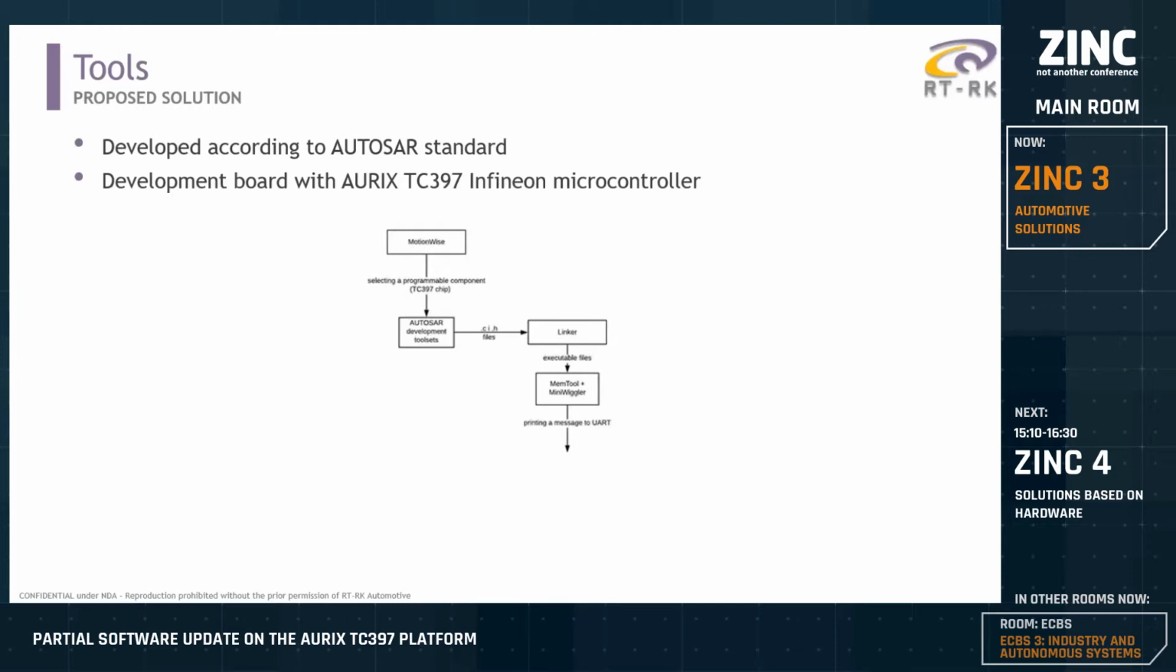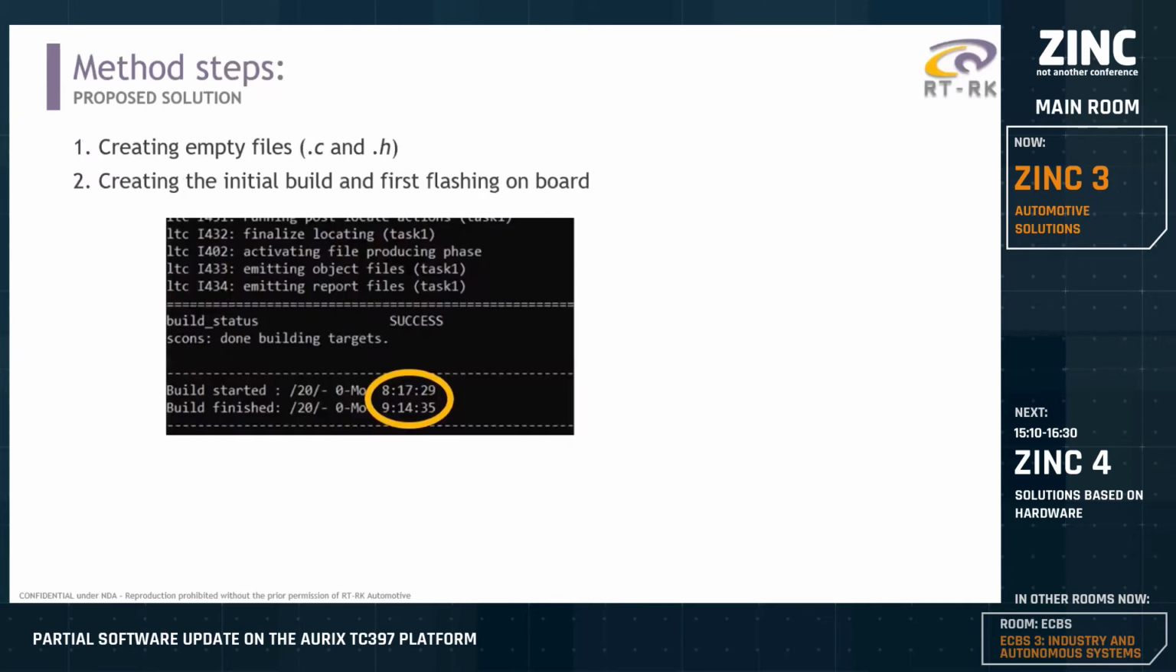Then, for loading the executable file properly, MEM tool is used in combination with the device called Miniwiggler. MEM tool was used to select a target device on which the executable file is loaded, and Miniwiggler is used for flashing the executable file on the board. The board is connected to the computer using UART, and when everything is finished, the message is sent to UART and displayed on the interface. In the next few slides, I will speak about steps of the proposed solution.